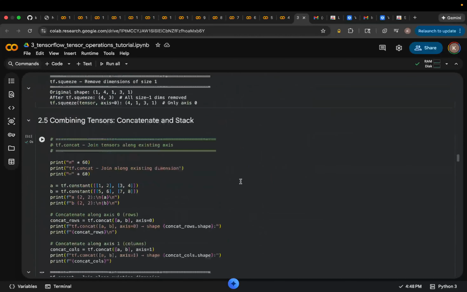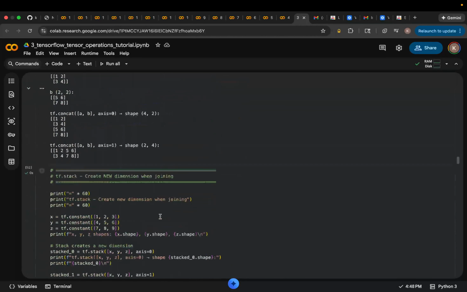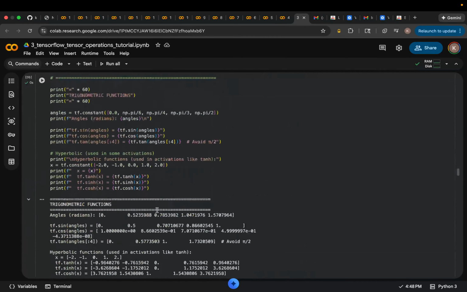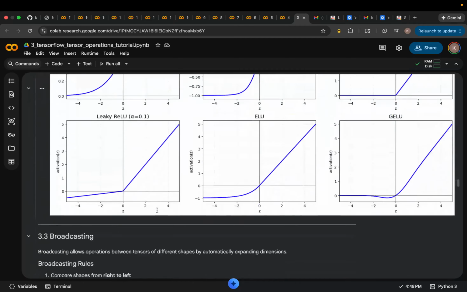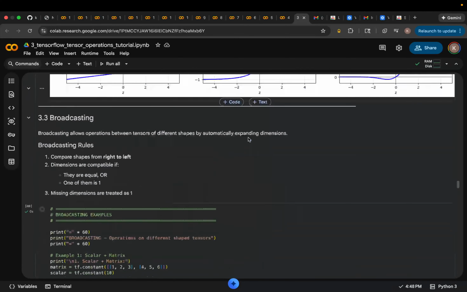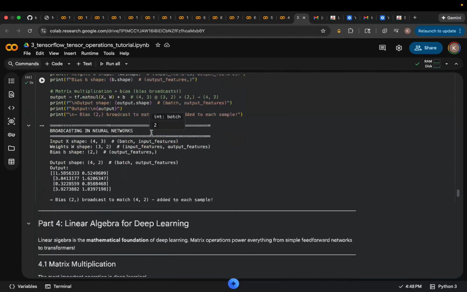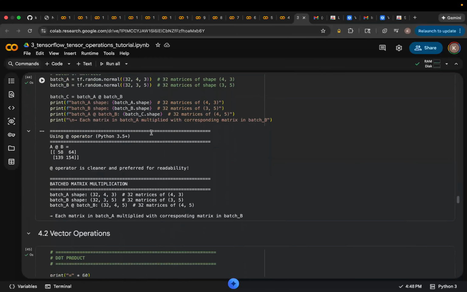So now let's go through the notebook once again. This is combining tensors, which works the same way as NumPy. Element-wise operations, which is broadcasting. Einsum, and here are some plots of common activation functions. Broadcasting in deep learning has a big use case, so there's that.